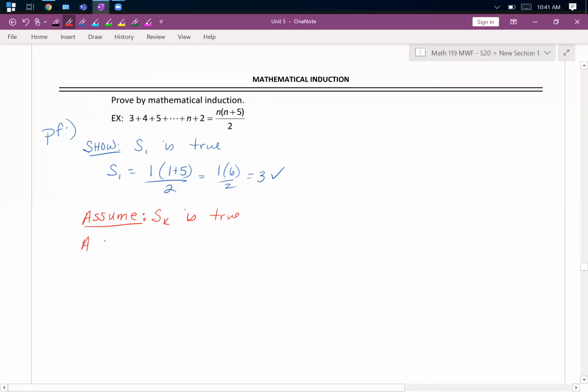So if we're assuming that S sub k is true, oh man, guys, I didn't realize I was so far over class. All right, you guys want me to just stop? I didn't realize it was 10:40.